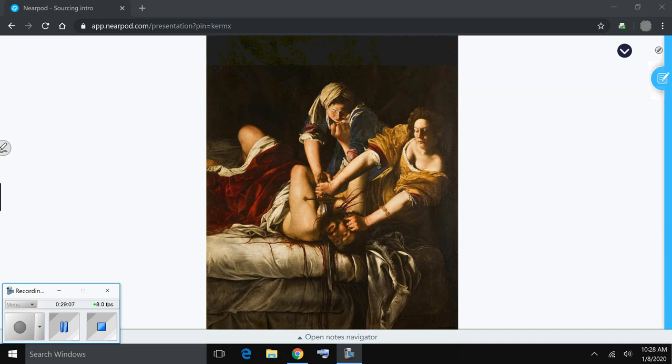The name of this painter is Artemisia Gentileschi, and she studied under Caravaggio, and Caravaggio, her teacher, her mentor, her everything, who taught her all of the technique of this painting, also abused her. Do you feel it in that painting? Now that you see it?